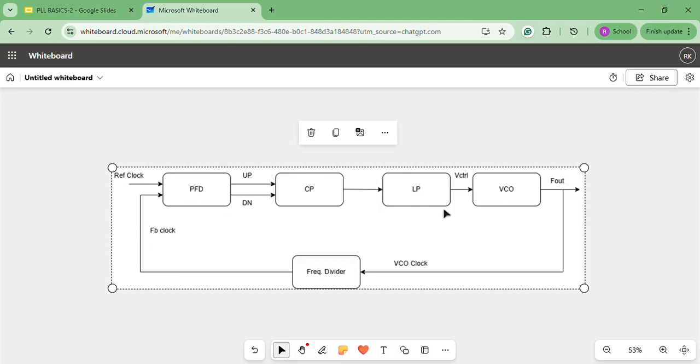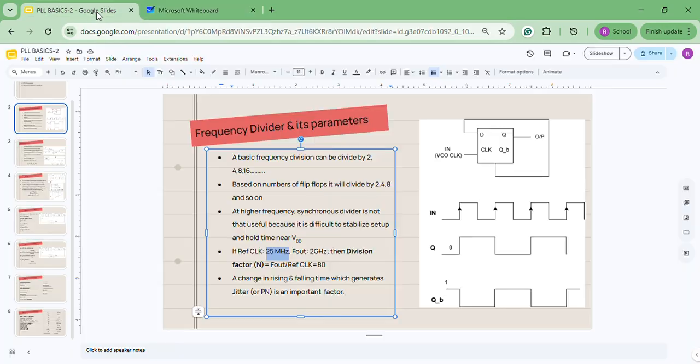Why do we need PLLs? As I discussed in the last class, we need a PLL to get a very high and stable frequency, because a reference or crystal clock can generate only a low frequency clock. So in order to generate a very stable, tuned, and high frequency clock, we need a PLL. Suppose our PLL is designed for 2 gigahertz for a reference clock of 25 megahertz. In that case, what will be the division ratio for the frequency divider? It will be 80.